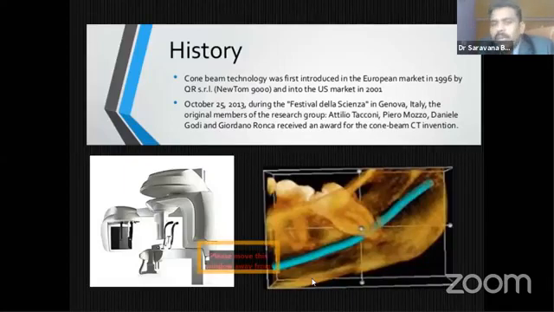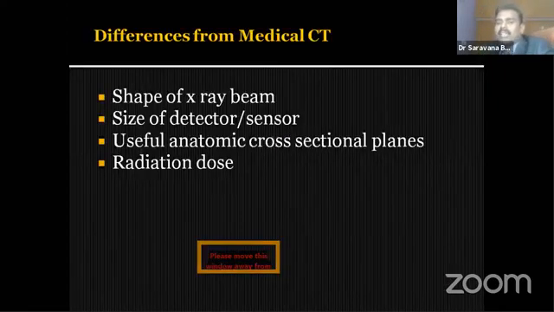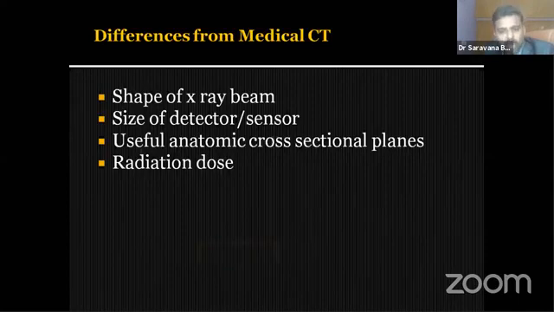Okay, so I have introduced cone beam computer tomography. Computer tomography CT was developed in 1969. Cone beam CT was developed in 1996. The first cone beam CT in the market was in 2001, developed by Newton in Italy. Okay, just 4 points: the differences between the medical CT and dental CT, which we can call cone beam CT.